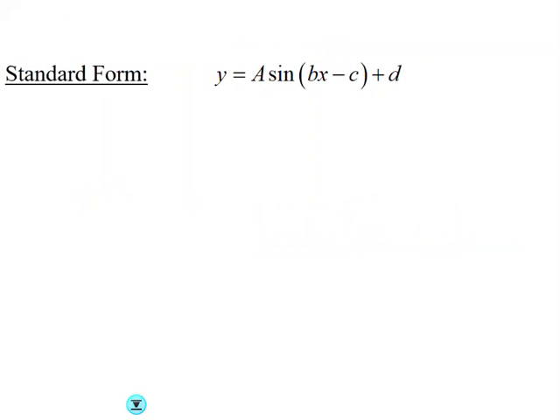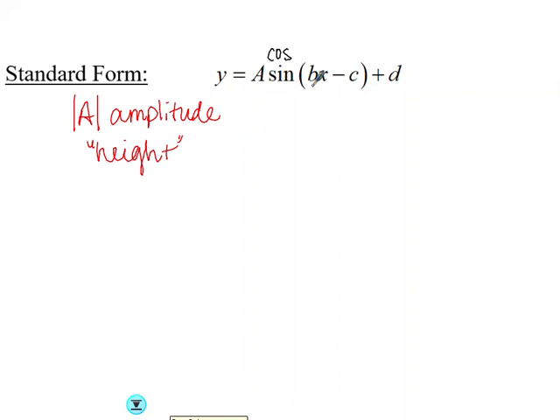First, let's add to our knowledge of standard form of trig functions. So this works for sine or cosine functions. The absolute value of A is the amplitude, which tells us the height of the graph. B affects the period, which for sine and cosine, 2 pi over B will give us the period.